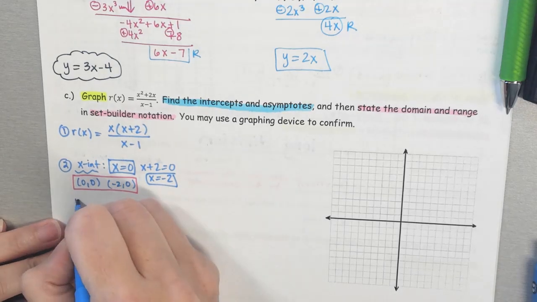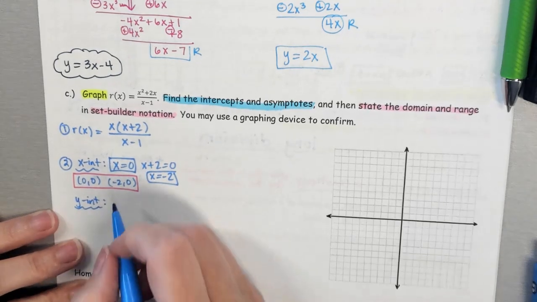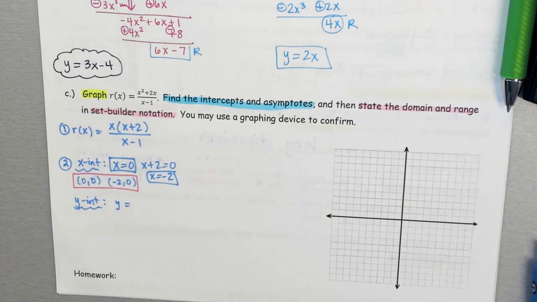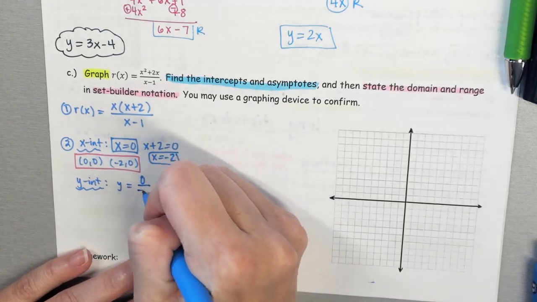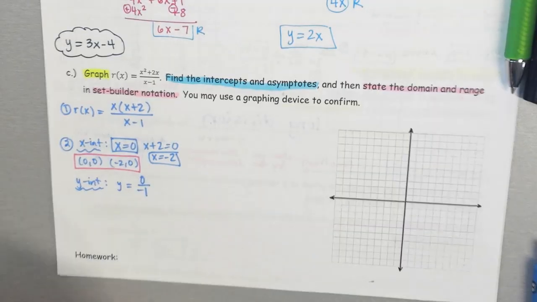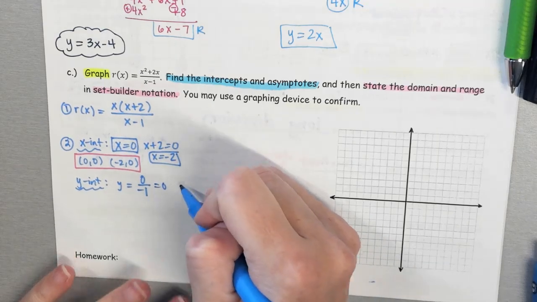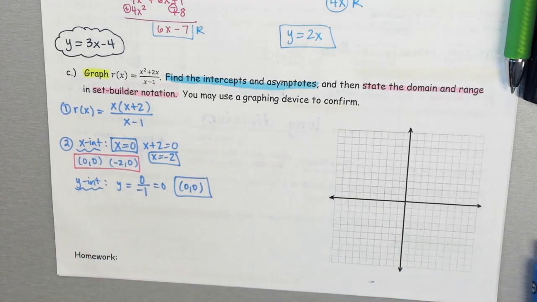Okay, for your y-intercept, you're going to plug in x is 0. So when you do that, your r of x, remember, is the same thing as y. It's your output. So if you plug in 0 in the numerator, you get 0. If you plug in 0 in the denominator, you get -1. And 0 divided by -1 is 0. Okay, so your y-intercept is (0, 0), which makes sense because that was also your x-intercept. Anytime you have (0, 0), it's both your x and your y.